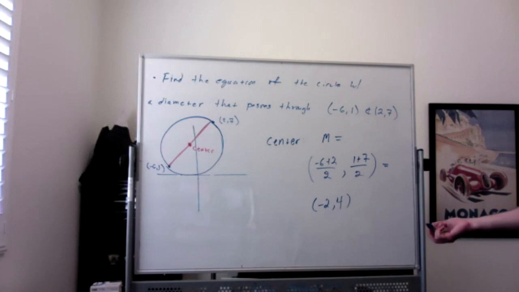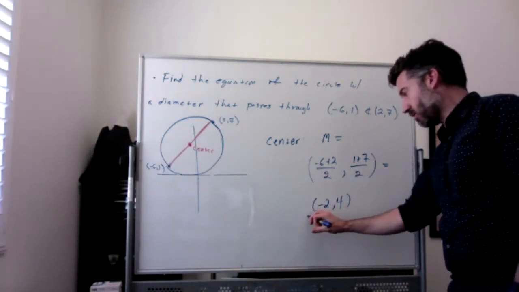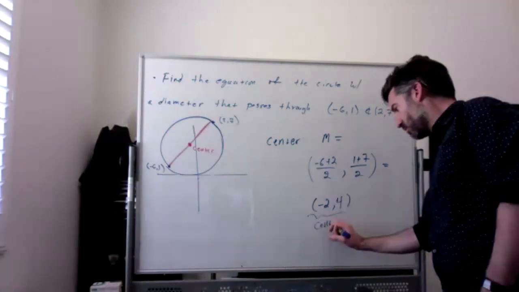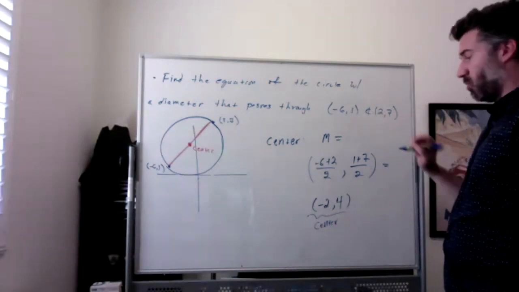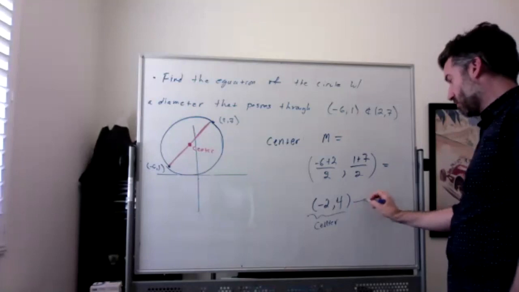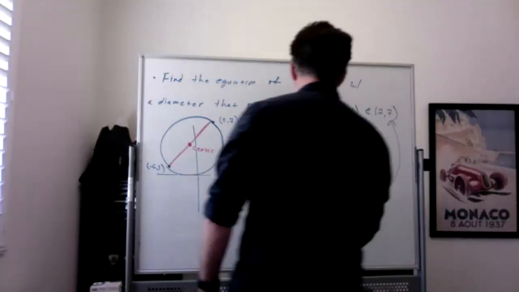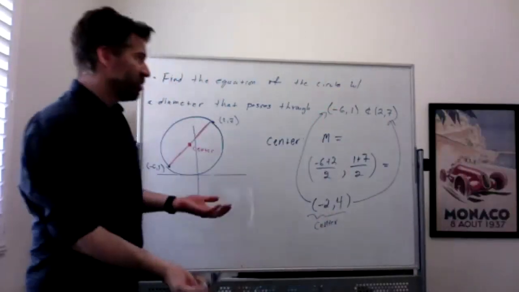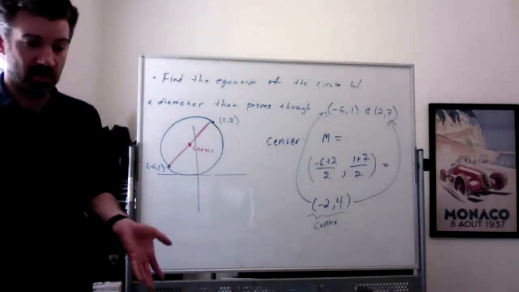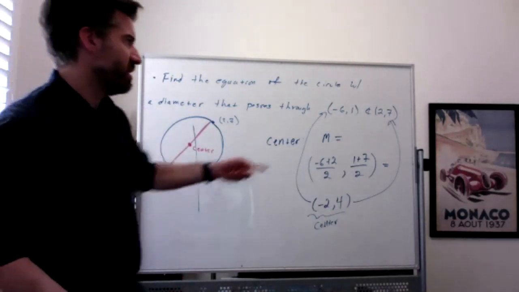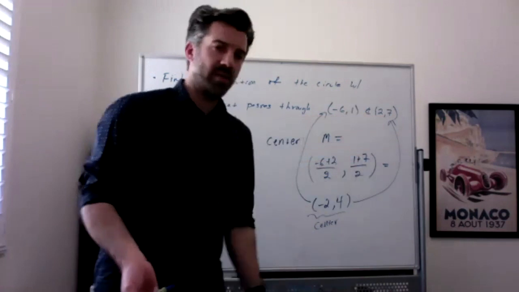So now, if I want to find the radius, I can find the distance between my center and either one of these points. I can find the distance from my center to this point, or from my center to this point, and they should be the same. So it shouldn't really matter which one I do. I think in the notes I did this one, so I'll do that one.